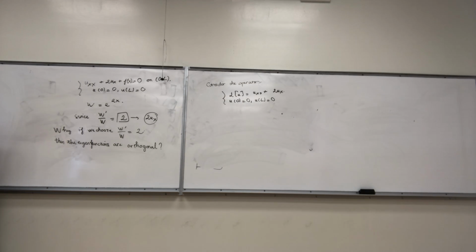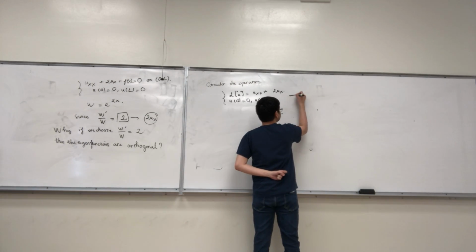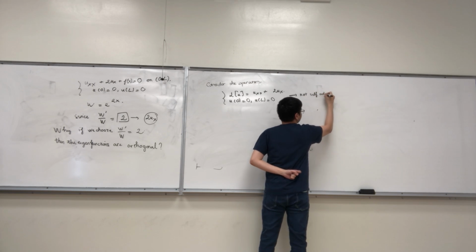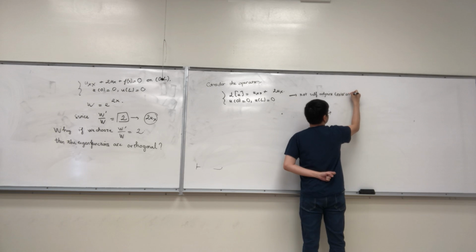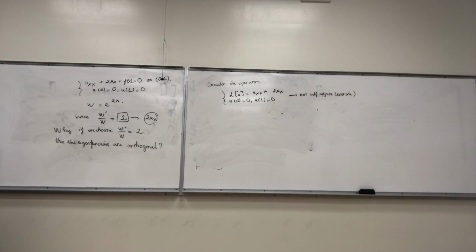So to understand that, we have to go back to the operator. In this case, this operator is not self-adjoint. This is an exercise that you can easily check. But I have a new weight. I have a new inner product. And with this new inner product, the eigenfunctions are orthogonal. Why? Any guess?